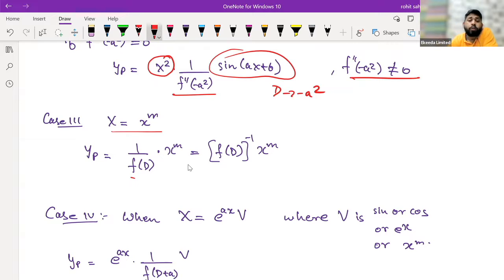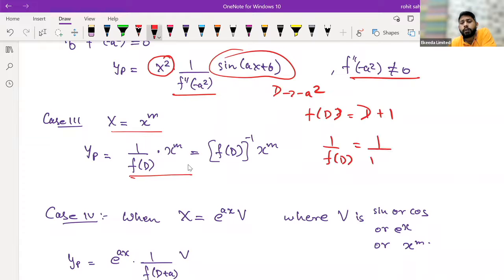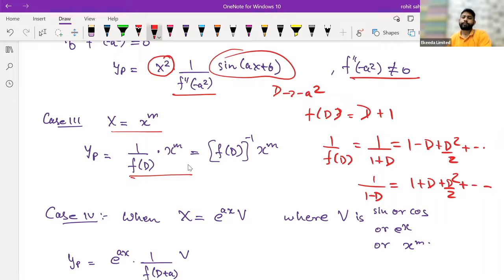If it is x to the power of m, what you have to do is, let's say, for example, your f of d is d plus 1. So I have written 1 by f of d of x to the power of m. That means 1 by f of d, which will be 1 by 1 plus d. If you remember its expansion, it should be 1 minus d plus d square by 2 and so on, right? Like this. And if it were 1 minus d, all the terms would be positive, 1 plus d plus d square by 2 and so on.